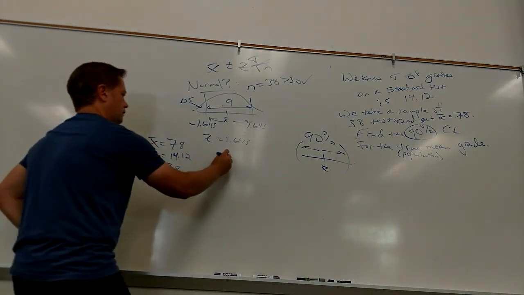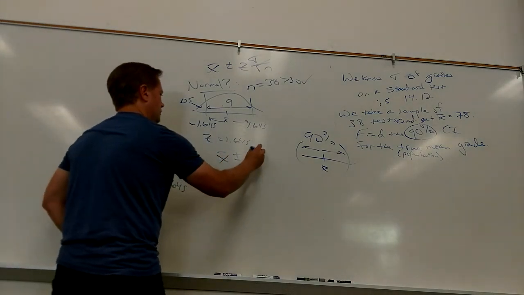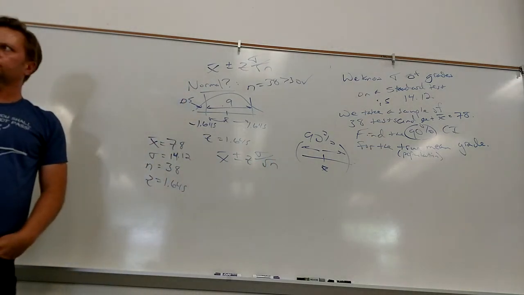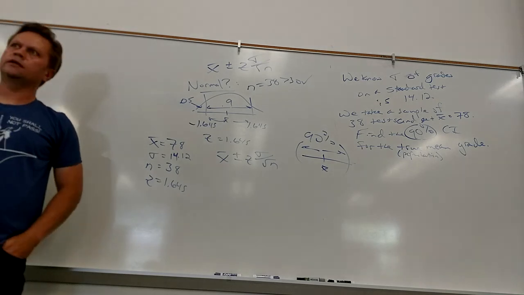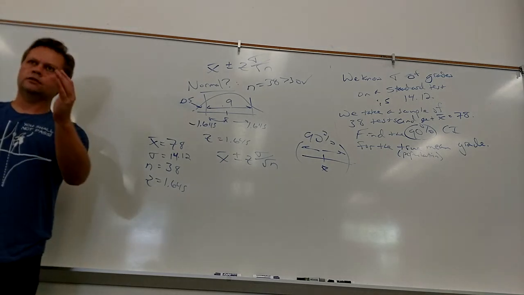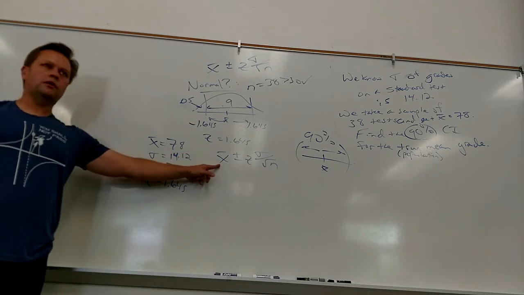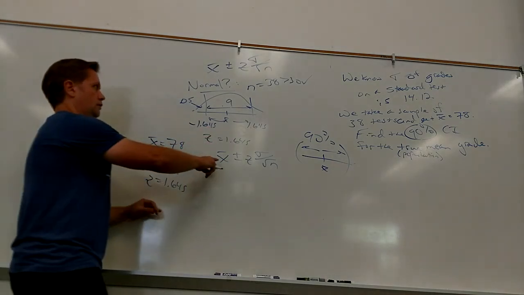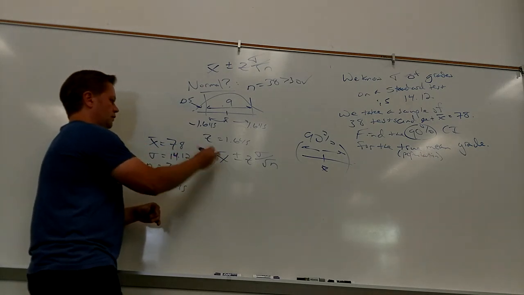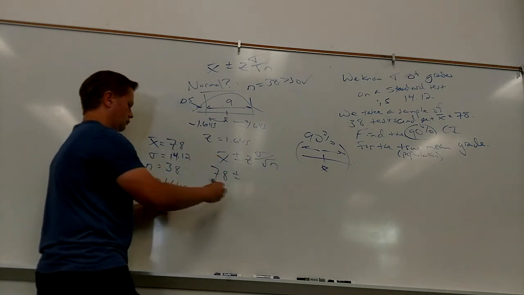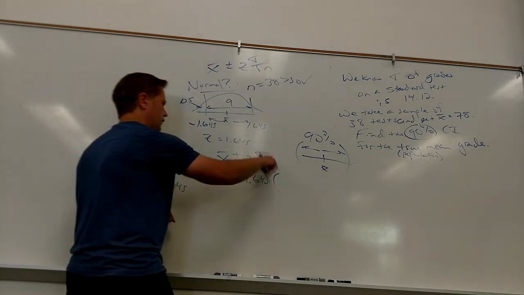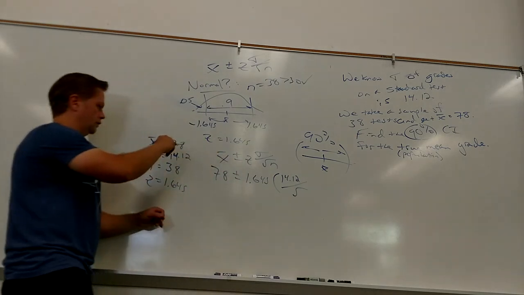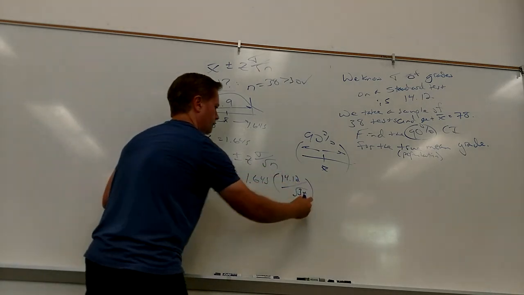So here's the formula again. Start at the mean, you go up and down this many steps. Like I said, the idea is nice. It leads to this formula, and then it becomes a plug and chug idea. So now I just got to plug stuff in. 78, give or take, 1.645 of these, 14.12 over the square root of 38. Got it.